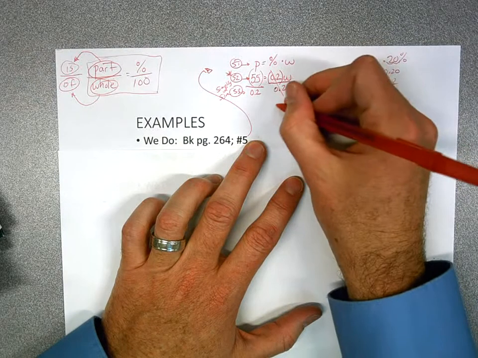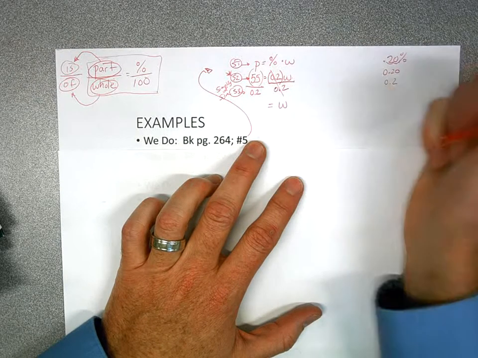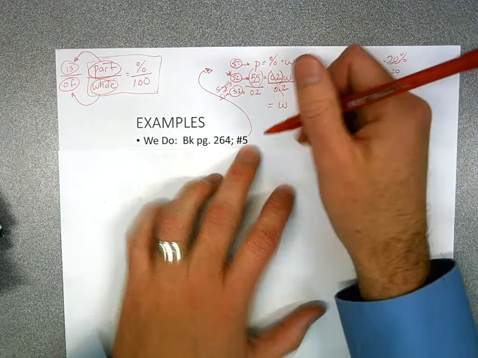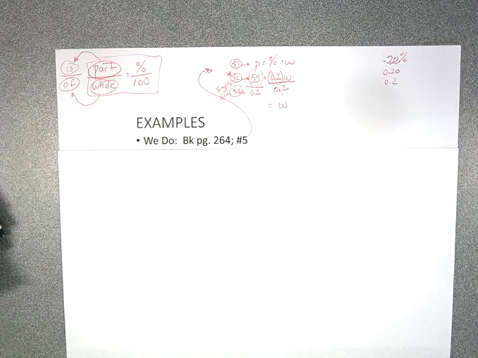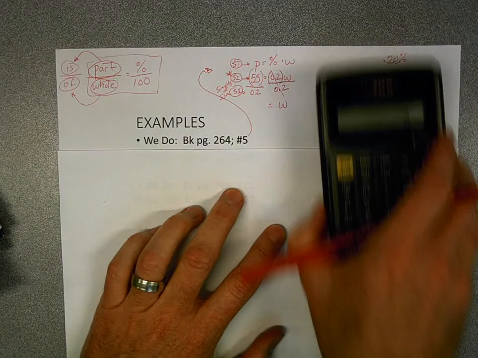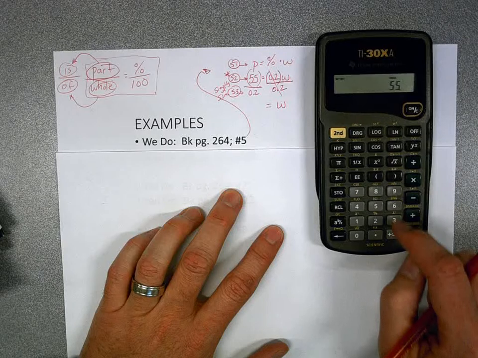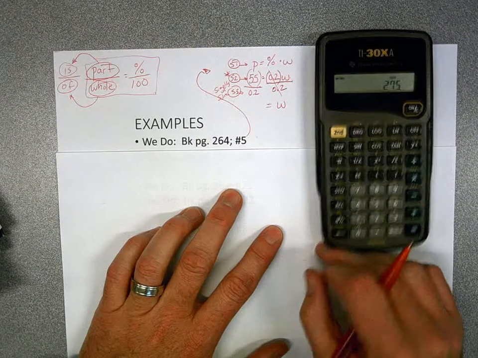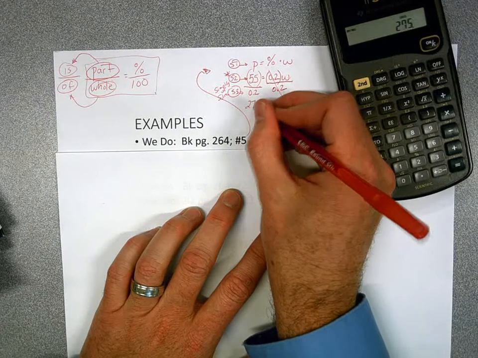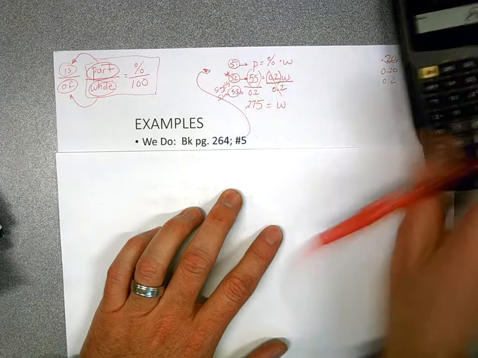And so we end up with W equals, and now this obviously is a nice time for the calculator. So 55 divided by 2/10 is 275.